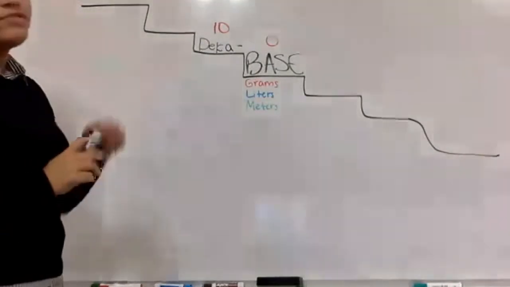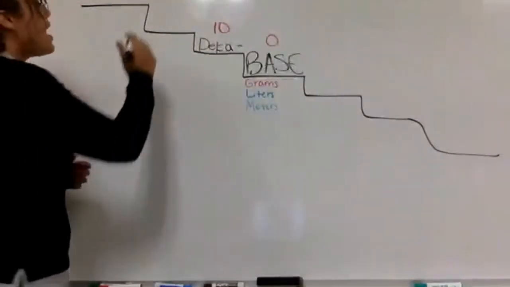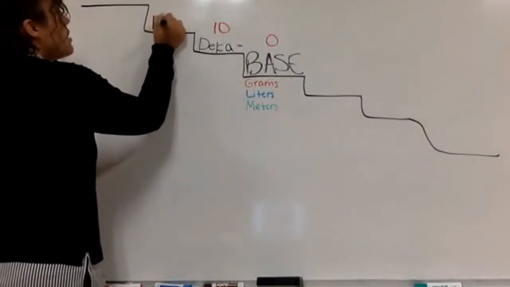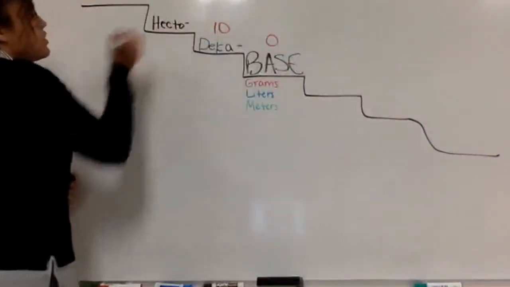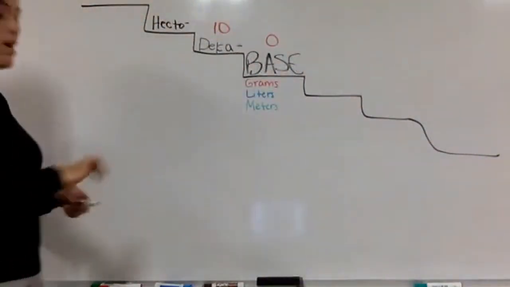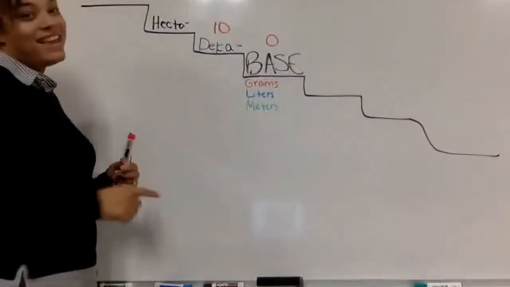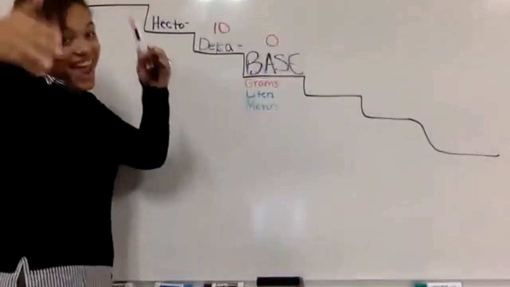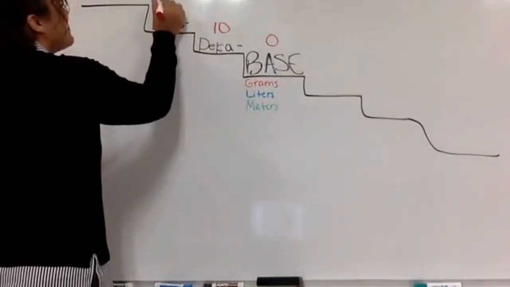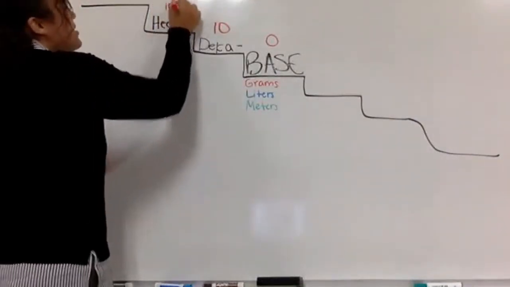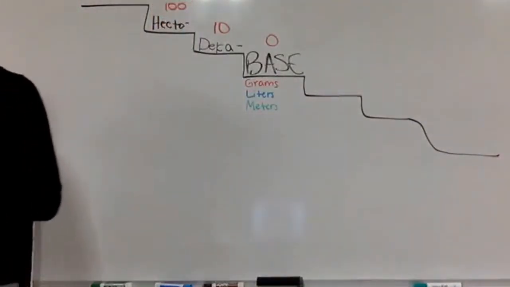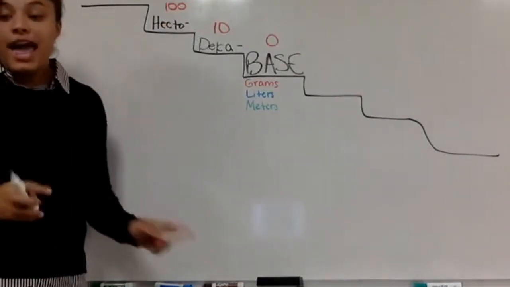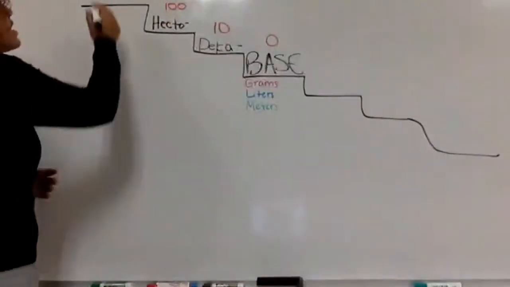Then we move on from deca, we add hecto. Hecto starts with an H, so if we can connect that to 100, we will be 100. Just bear with me here. Hecto is 100. And after hecto, we have a kilo.